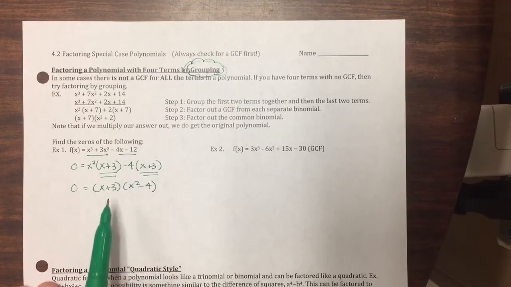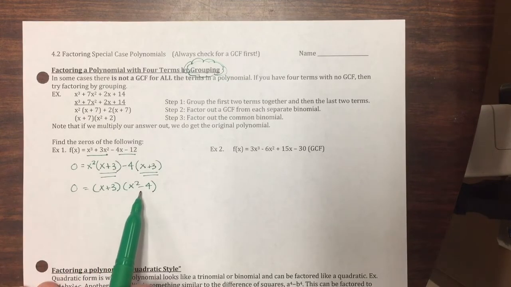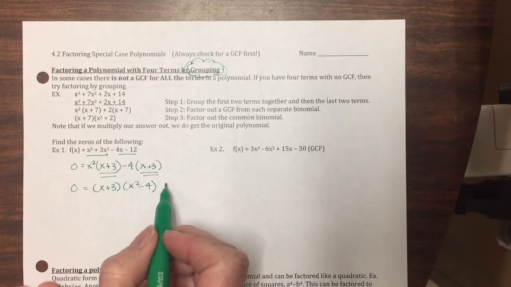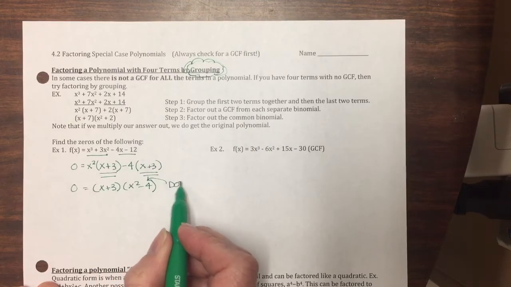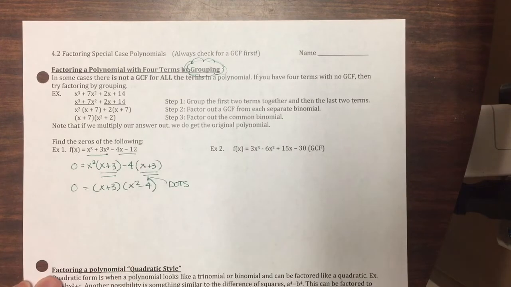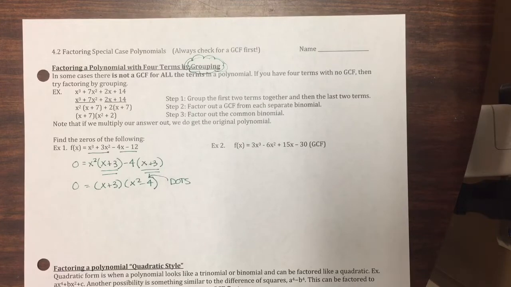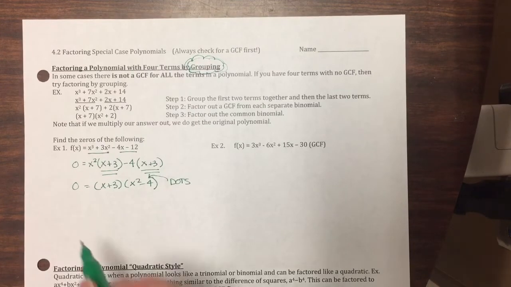At this point, I could set my factors equal to 0 and solve and get the correct answer. However, I'm going to factor one more time to show you this polynomial in fully factored form. X squared minus 4 is really the difference of two squares. So I need to factor it so that I can have my polynomial in my fully factored form.